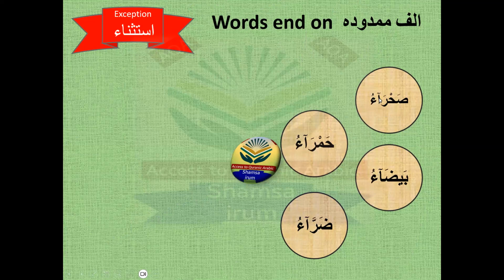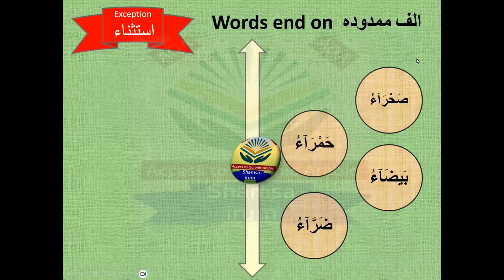So this is called alif mamduda. You can say alif mamduda, or you can say alif and hamza come together in the end. So they are feminine, even if you don't know the meaning of it. Still you know the gender of it. But there are some exceptions as well. What's the exception? I will show you these words.